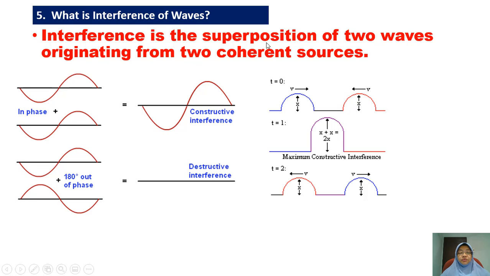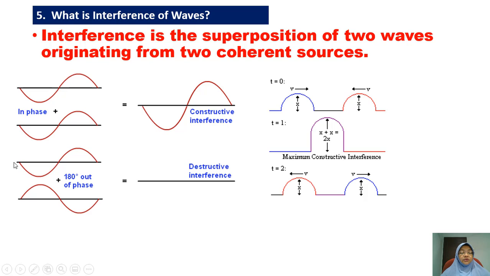We have the word superposition. This is the first wave, the first trough, and this one is the crest and the crest. So they are in phase. So we have a larger trough and a larger crest. This is what we call constructive interference.